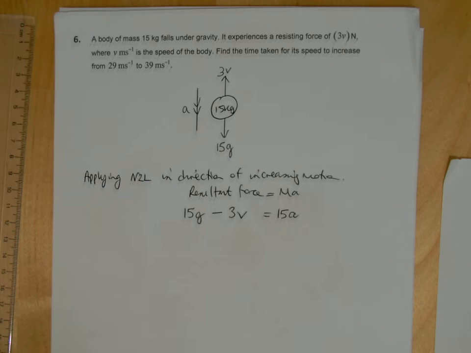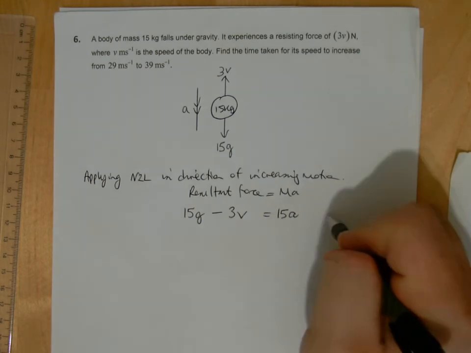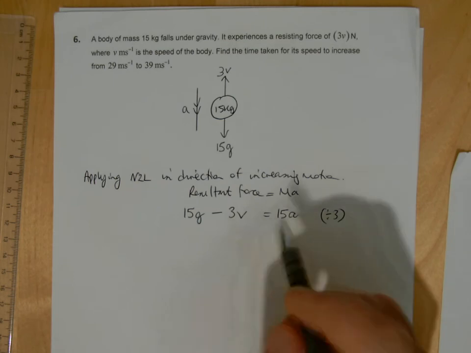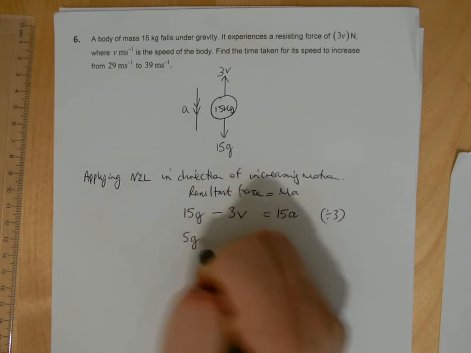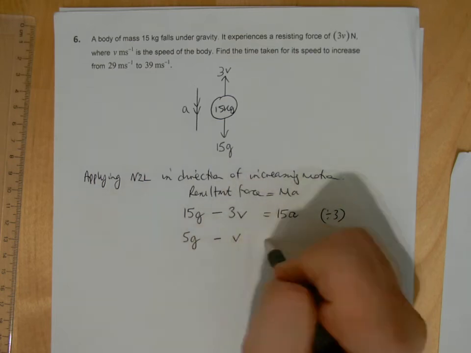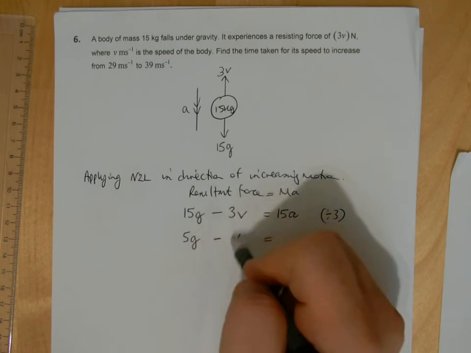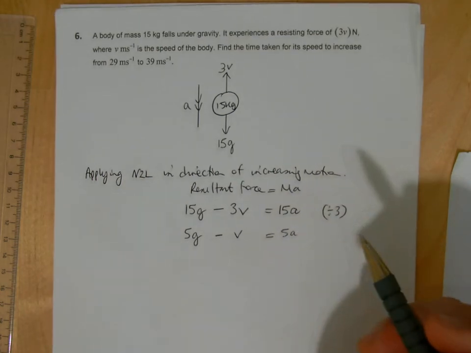In this case, what I might be tempted to do, just like we've done previously, is divide through by 3, and the reason for that is because I can make that 1 here. That's something you can think about in future when it comes to these sorts of setups. You could divide through by 3, that becomes 5, that becomes 1v, and that becomes 5a. It's just going to make the integration slightly easier to deal with.